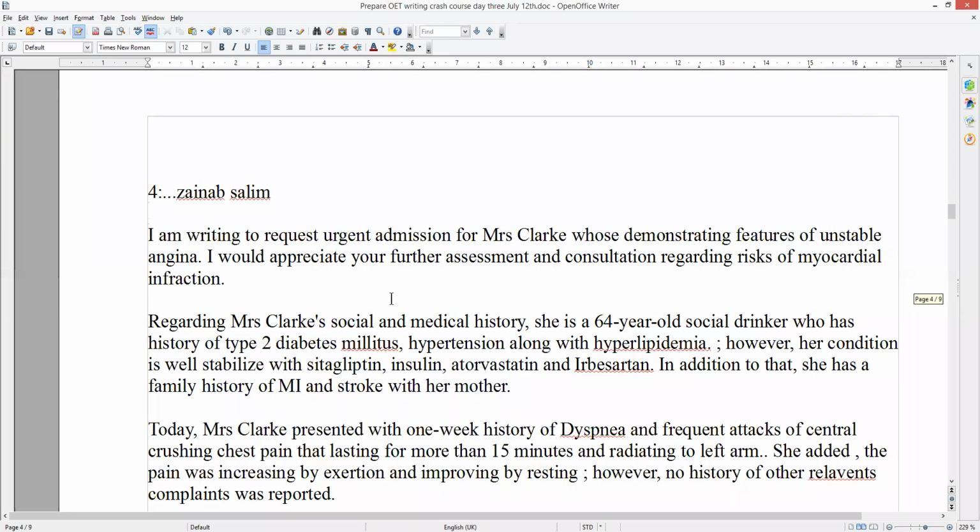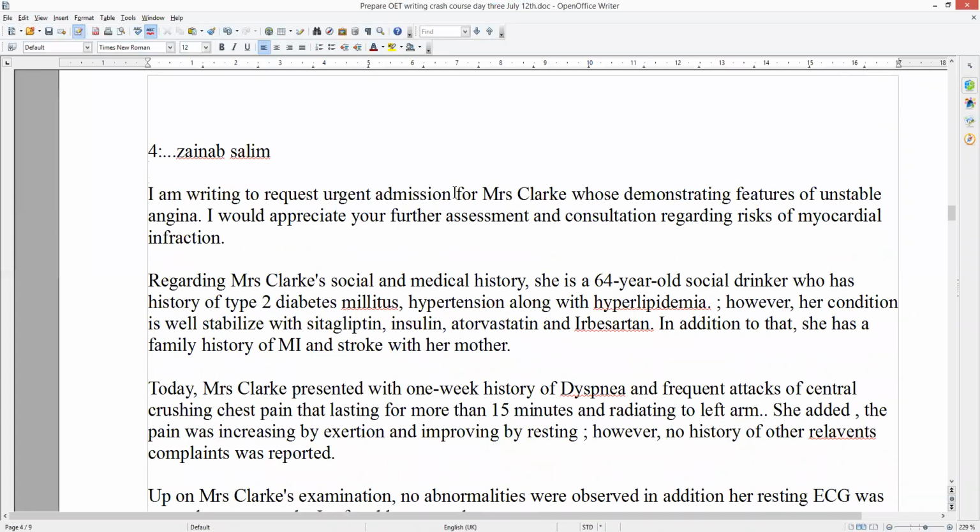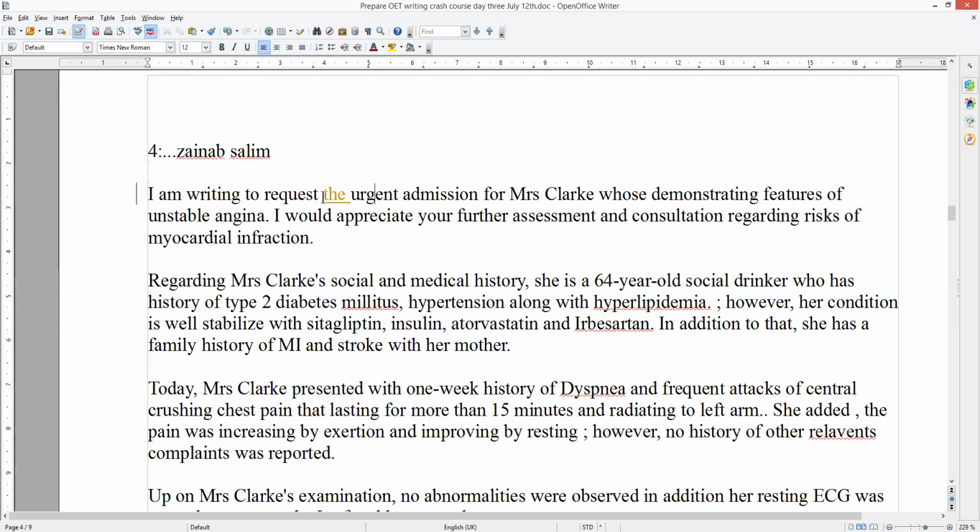Let's have a look at this one. I'm writing to request urgent admission for, or urgent admission. Well, I would say the urgent admission of. It's a particular admission. And it's not for, isn't it? It's like of. You want her to be admitted in. The urgent admission of Mrs. Clark, whose demonstrating features are, or who is demonstrating features of. It's one of those two, right? So either who is demonstrating features of unstable angina. I would appreciate your further assessment and consultation regarding the risks, particular risks, so with a definite article, of myocardial infarction.